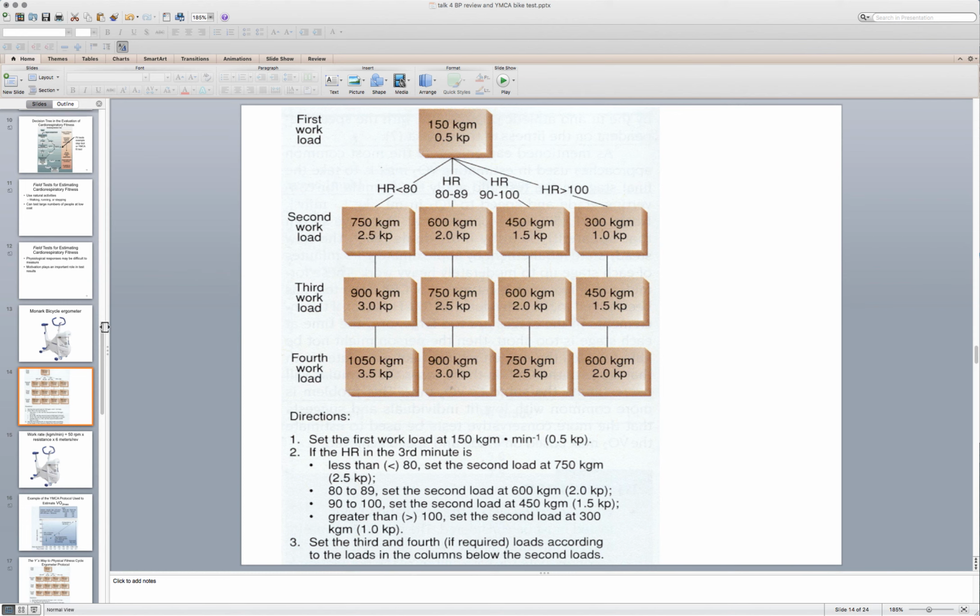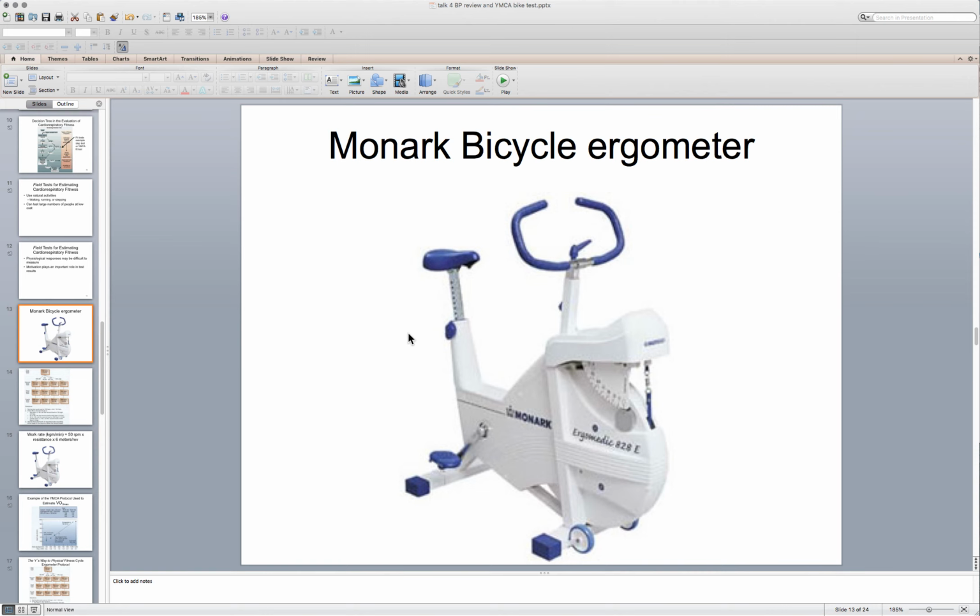So this has been just a short description of the YMCA bike test, with the protocol for each stage, how long each stage is, and how long the total bike test is.